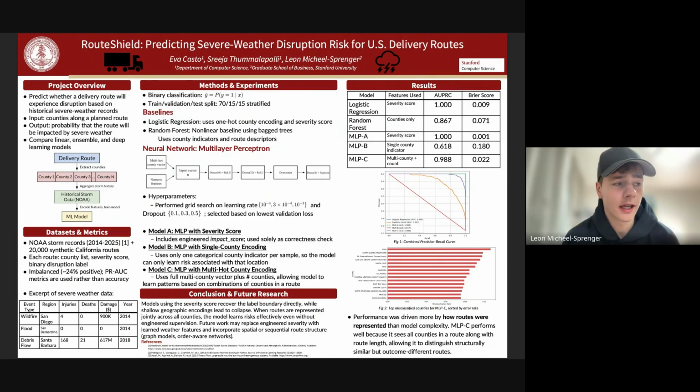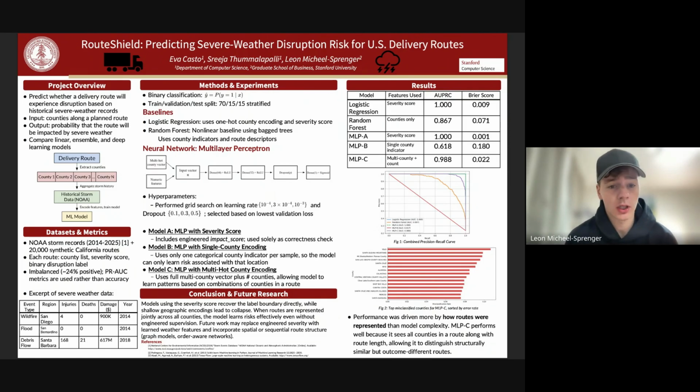Then we move to deep learning. The model architecture that we chose is a multi-layer perceptron, the MLP, designed to evaluate whether deep learning could extract predictive structure not captured by the engineered score. So, can the deep learning capture more than what we put into the scoring already?